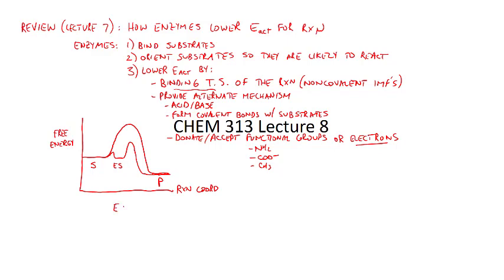So this is for the reaction scheme, enzyme plus substrate react to give us enzyme substrate complex, which then immediately falls apart to give us enzyme plus product. So in the absence of an enzyme, we would have this much activation energy. In the presence of the enzyme, we have only that much.